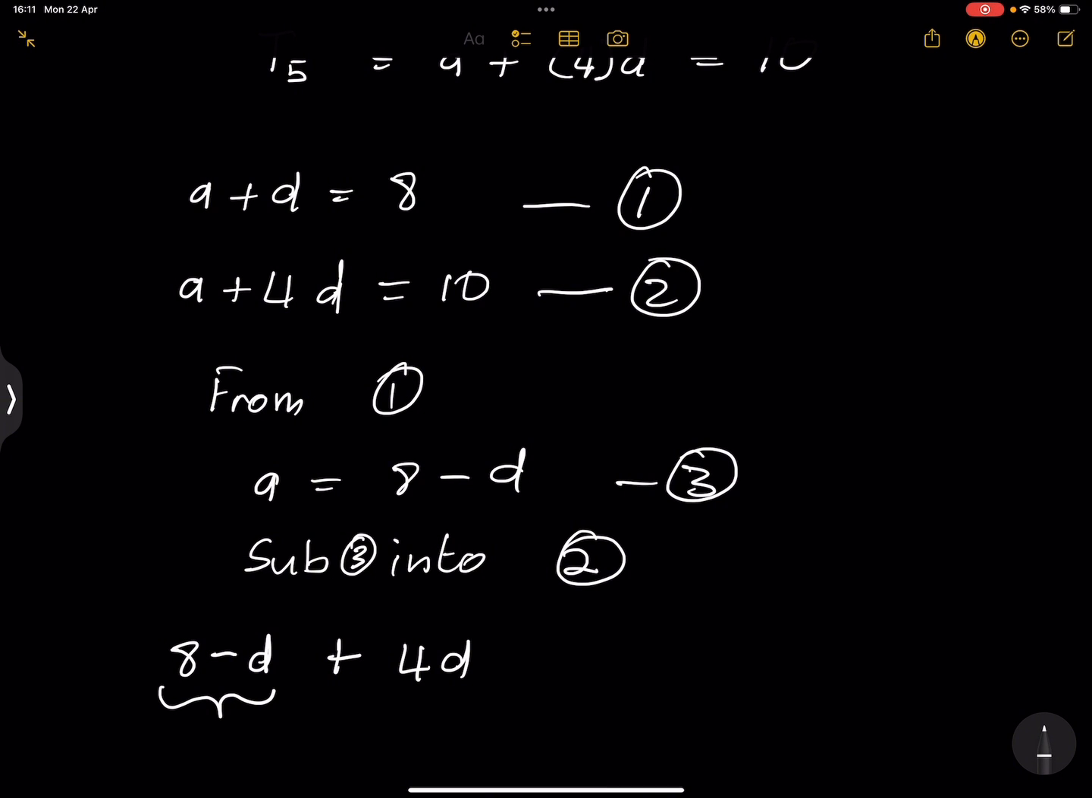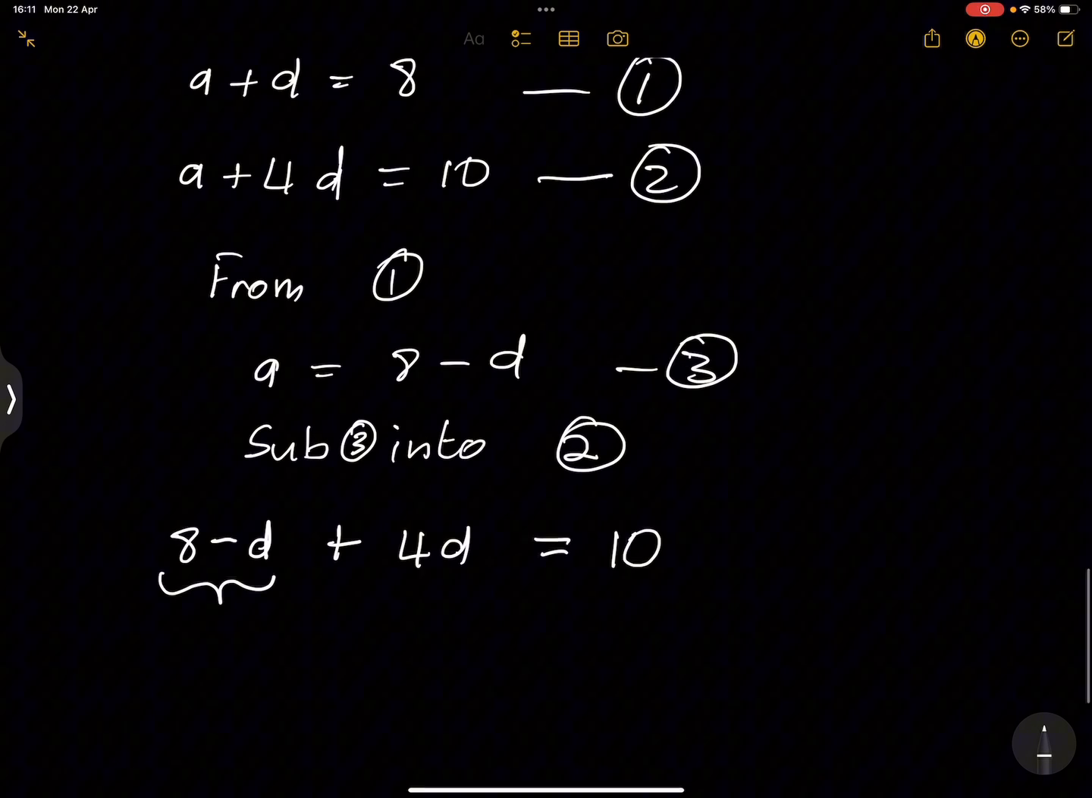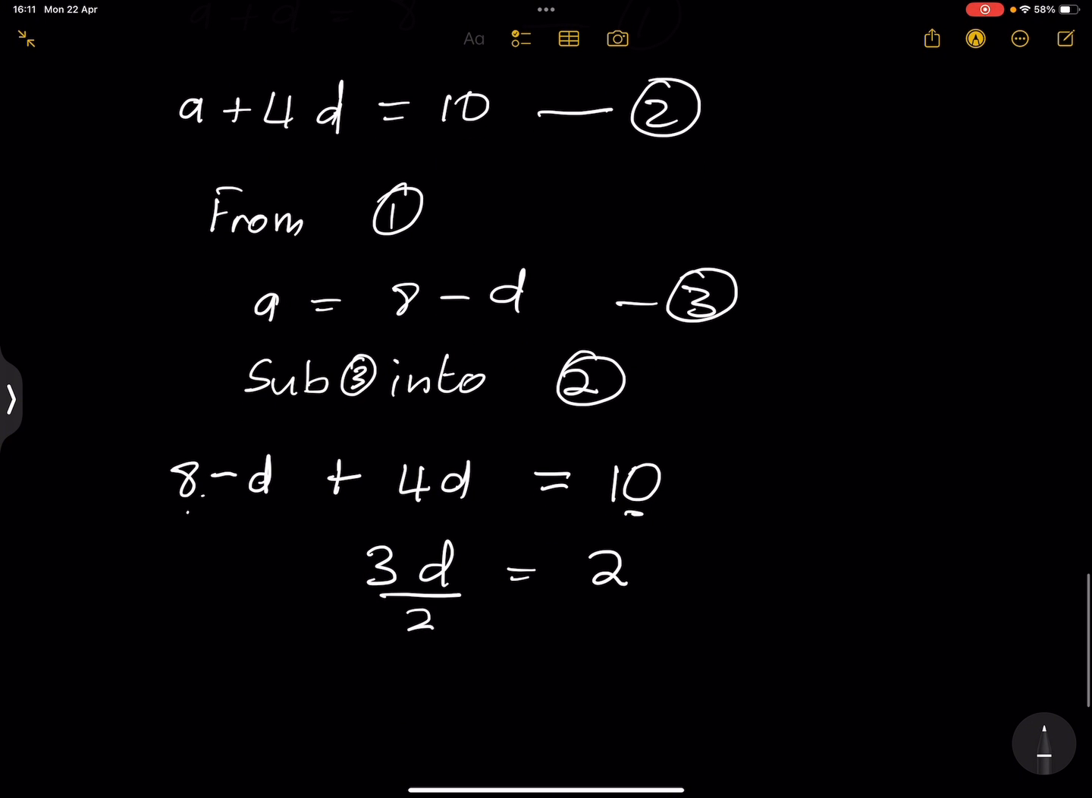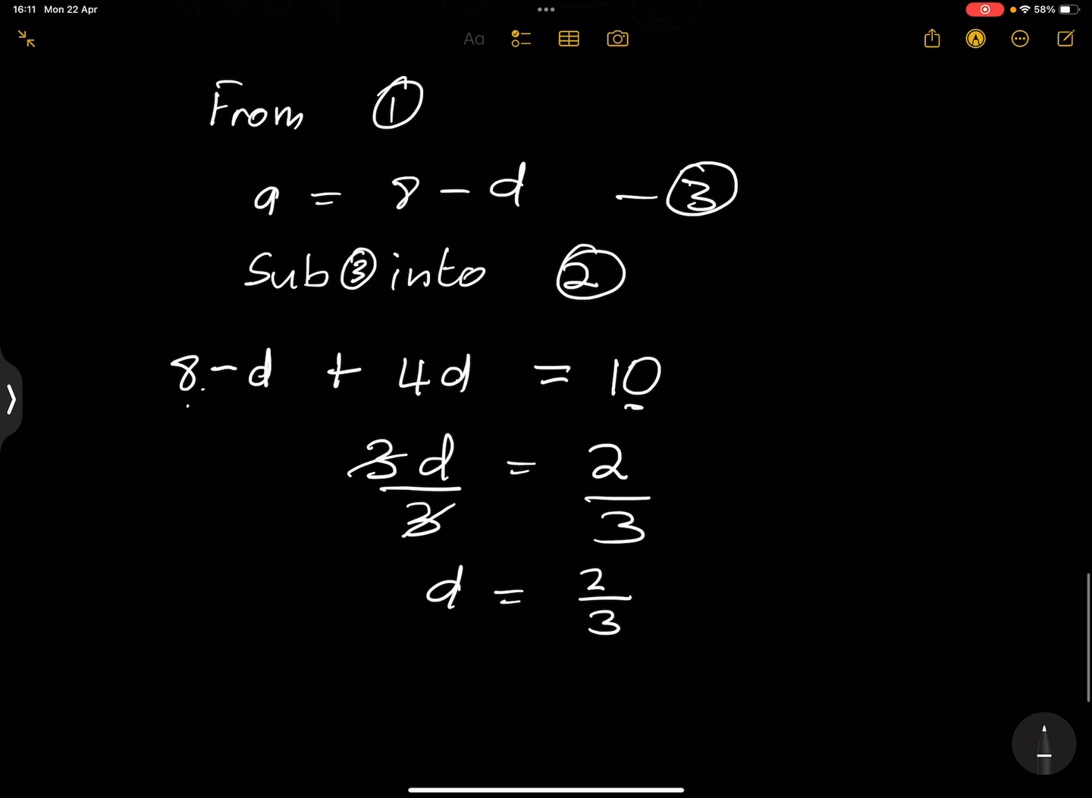I substituted for a there, a minus d, plus 4d, and this would be equal to 10. All right, let's work this out. So I've got minus d plus 4d, which would be 3d. And I've got 10. If I take the 8 to the other side, it becomes negative. So 10 minus 8 will give me 2. And so divide both sides by 3. And so I know my d value, my common difference, would be 2 over 3.